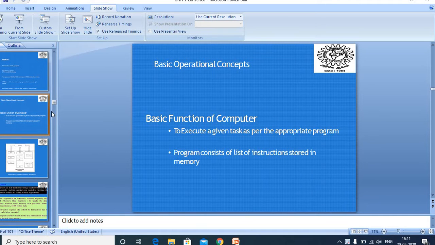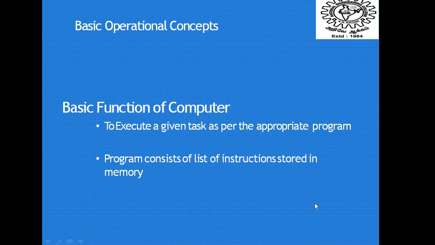In this topic, we are going to see about the basic operational concepts. In the last class, we discussed the various functional units of a computer, that means what are all the units present in the computer. Like for a human being: head, hand, leg, the different units. Hand is for eating and doing any work activities.